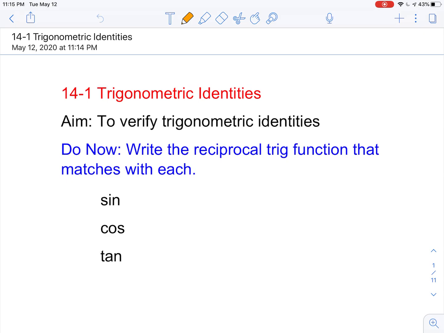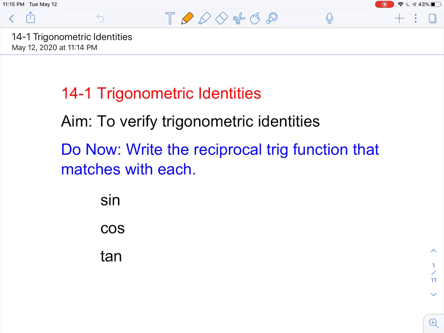We are starting chapter 14 today, the very last chapter of the year. The aim for today is to verify and simplify trigonometric identities. So to start us off, we're going to recap reciprocal trig functions that we looked at in chapter 13.